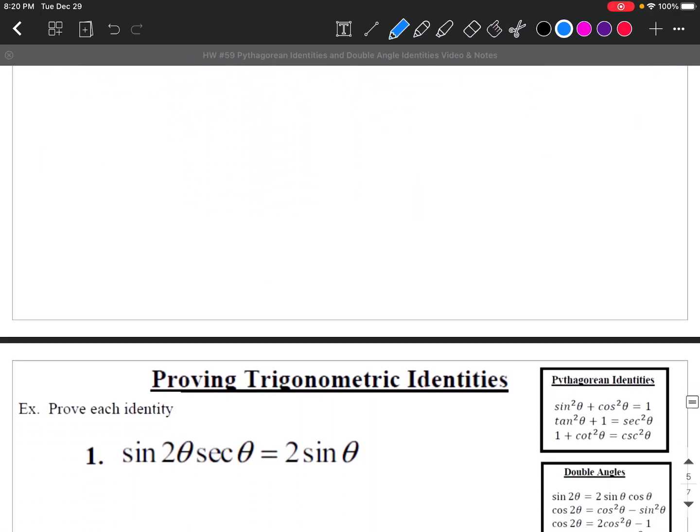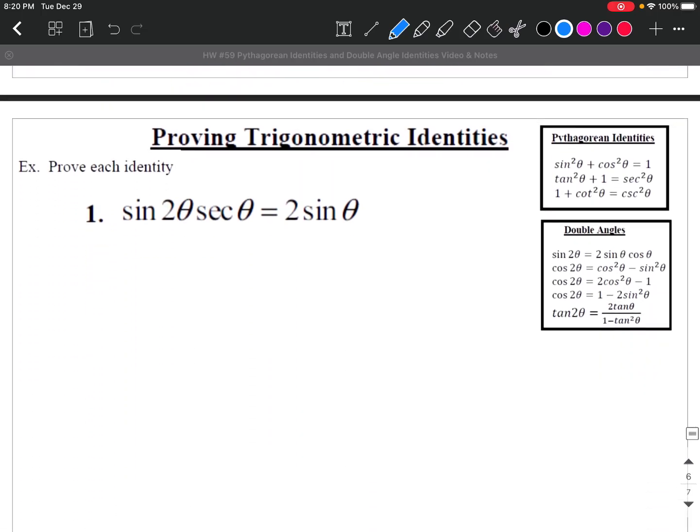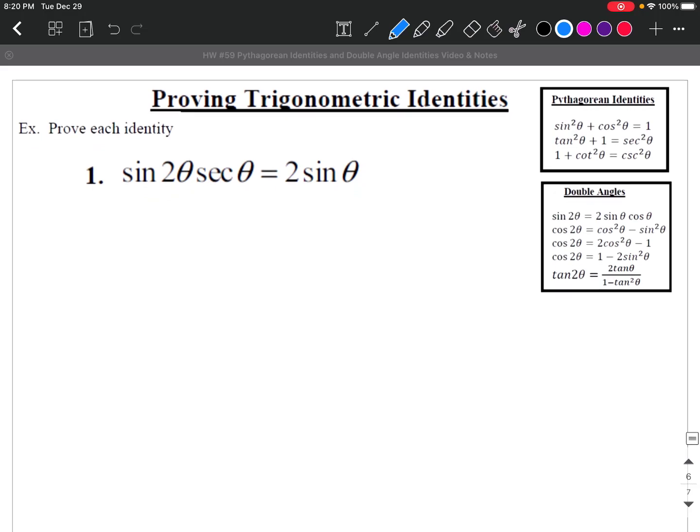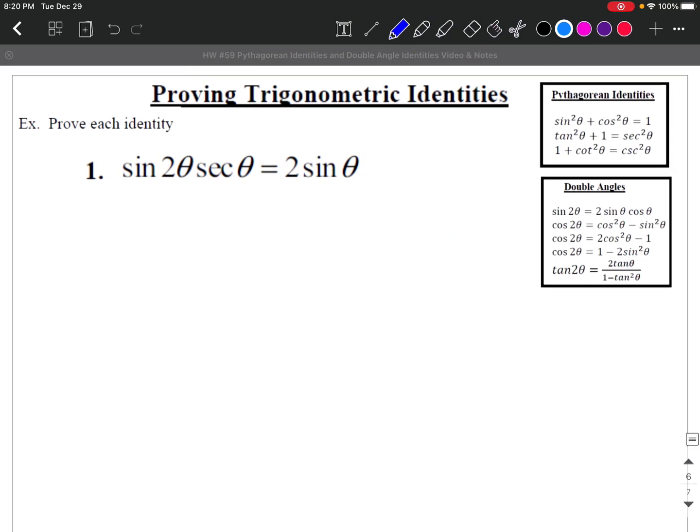Okay, the next type of problem I want to look at is where you're asked to prove the trig identities. Now, some of you see this and you go, oh my gosh, I can't do this. I hate proofs. This is not like your geometry proofs. Please don't panic, okay? When you're given these trig identity proofs, you're going to draw a line down from the equal sign. And the idea is to simplify the left and the right-hand side of the equal sign until they look exactly the same.